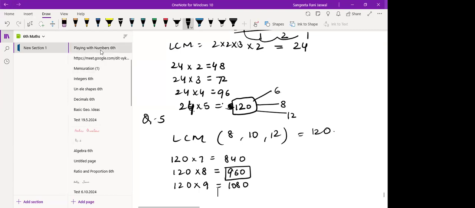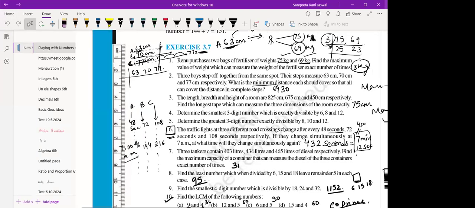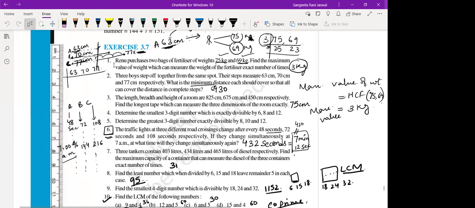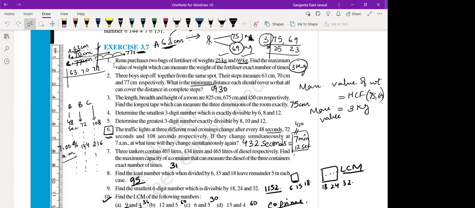Okay, let's see the next one. Okay, this was question number 5 we have done. Now read question number 6, Shreyansh. The traffic lights at 3 different road crossings change after every 48 seconds, 72 seconds, and 108 seconds, respectively. If they change simultaneously at 7 a.m., at what time will they change simultaneously again? After what time will they change again?